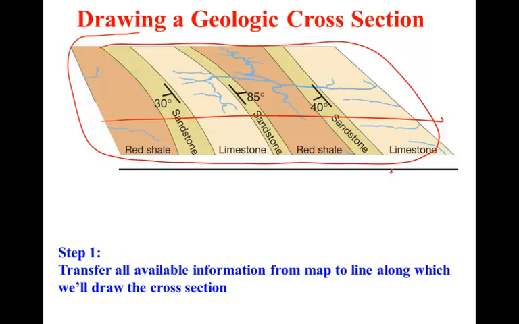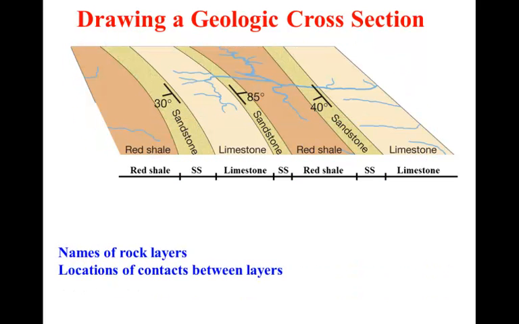Well, the first thing we'd want to do is transfer the location and names of all the different rock types shown in the map area. We have limestone here, sandstone, shale, sandstone, limestone, sandstone, and shale. So what I've done so far is I've transferred the names of the rock layers and the locations of contacts between them based on what the map shows.